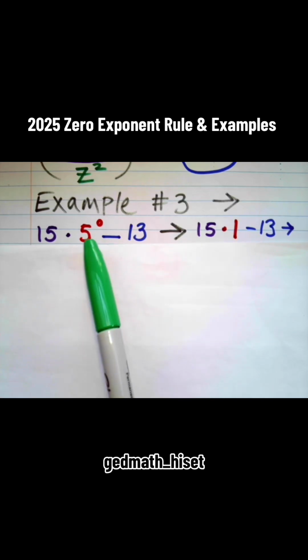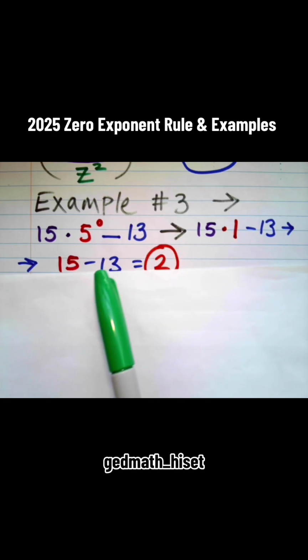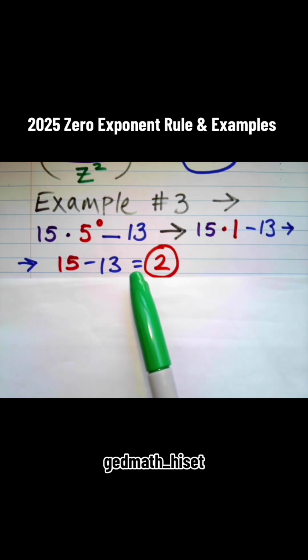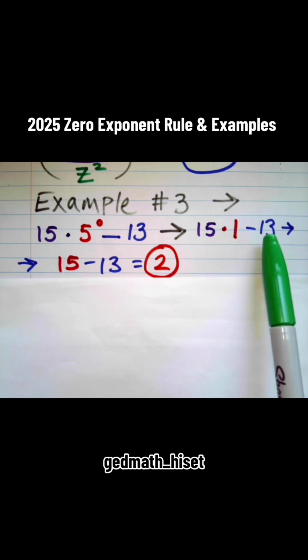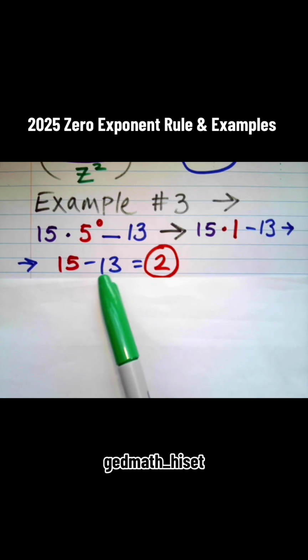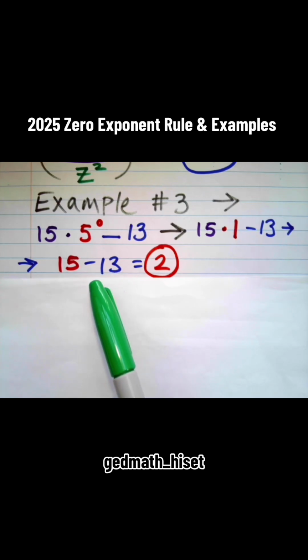5 to the 0 power is 1. I'm going to rewrite 15 times 1 minus 13. So then we follow PEMDAS, the order of operations. We don't have any parentheses. There are no longer any more exponents. Can I multiply or divide? Yes. So 15 times 1 is 15. I just rewrite that minus 13, or negative 13, right? The subtraction sign goes with this term, which makes it a negative 13. So 15 plus negative 13 will give me 2.